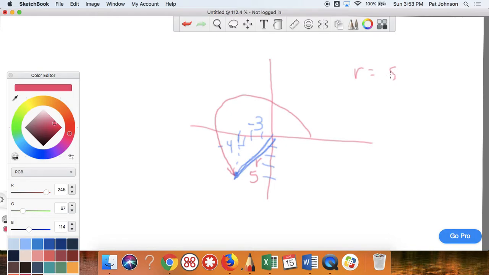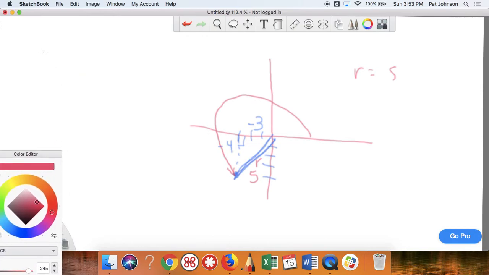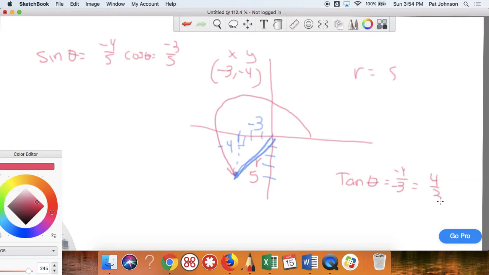Now they want us to find the exact values of the six trig functions of theta. Sine of theta equals y over r. We said we have (-3, -4), so this is my x, this is my y, and there's my r. So it's going to be -4/5. Cosine of theta is going to be -3/5. Tangent of theta is y over x, so -4 over -3, which equals just 4/3.